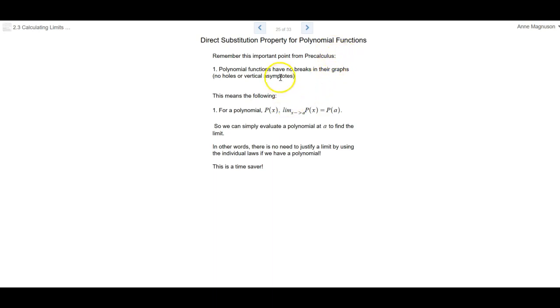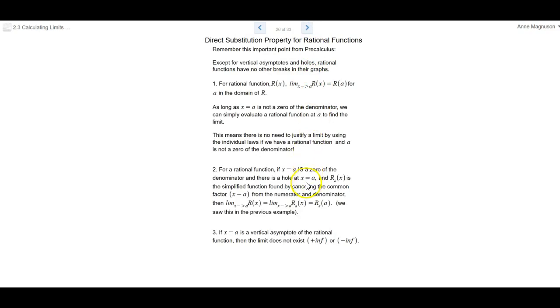So if you have a polynomial function, you can simply use direct substitution to find the limit. You don't have to justify every single step by using the sum and difference and constant multiple rules. And the same goes for rational functions if a is in the domain of the rational function. In other words, if a is not a zero of the denominator of the rational function, I can just plug the value of a into the rational function.